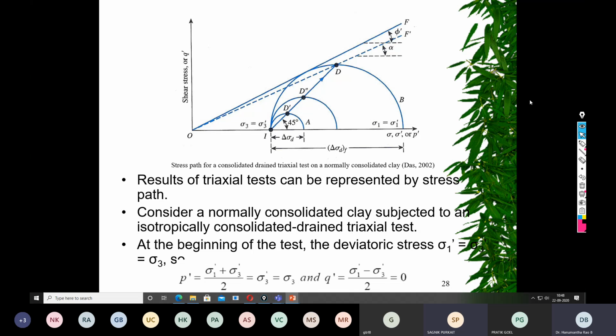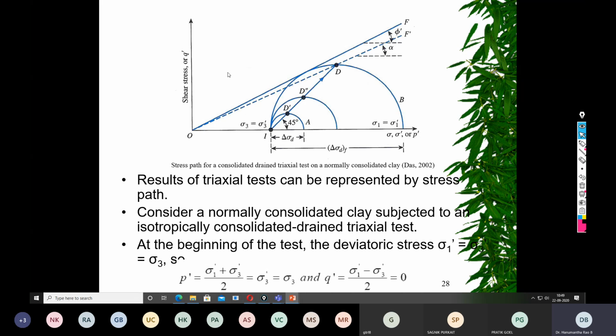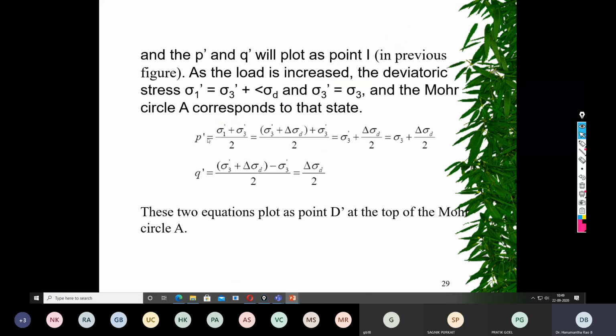Okay. That we will try to understand. So this is P dash and Q dash in terms of the effective stresses. So this is total stress and effective stress. These are the P dash and Q dash.